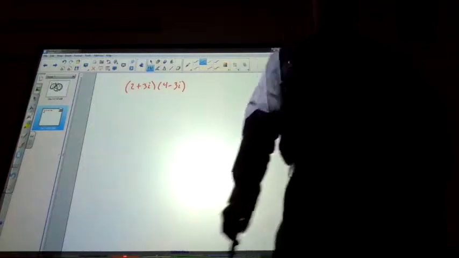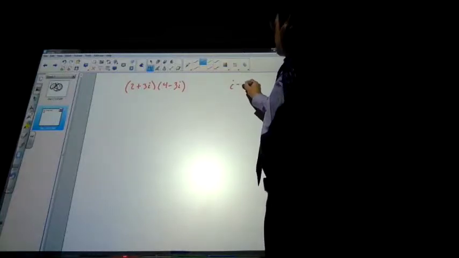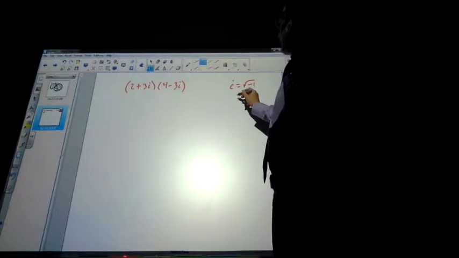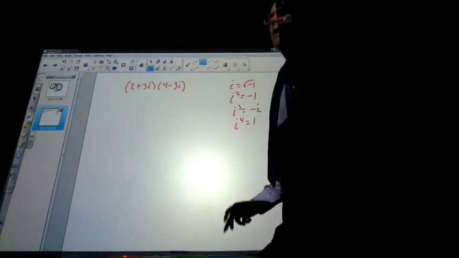In this case, i is not a variable. i is equal to the square root of -1. i squared is -1. i to the third is equal to -i, and i to the fourth is equal to 1, and then it repeats.